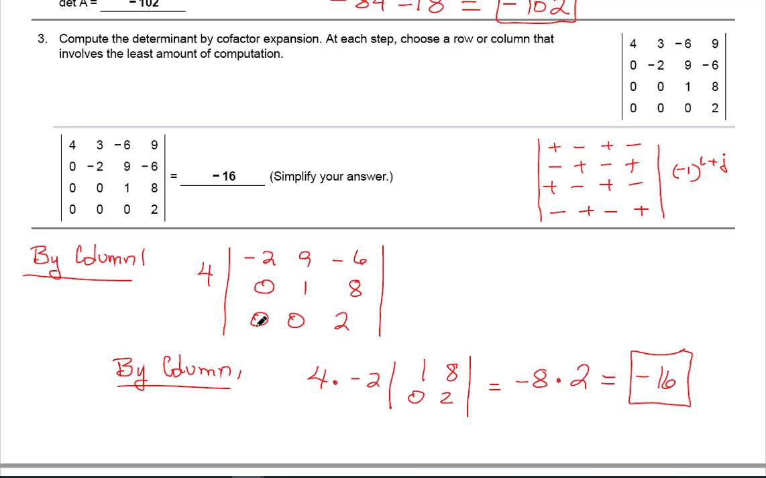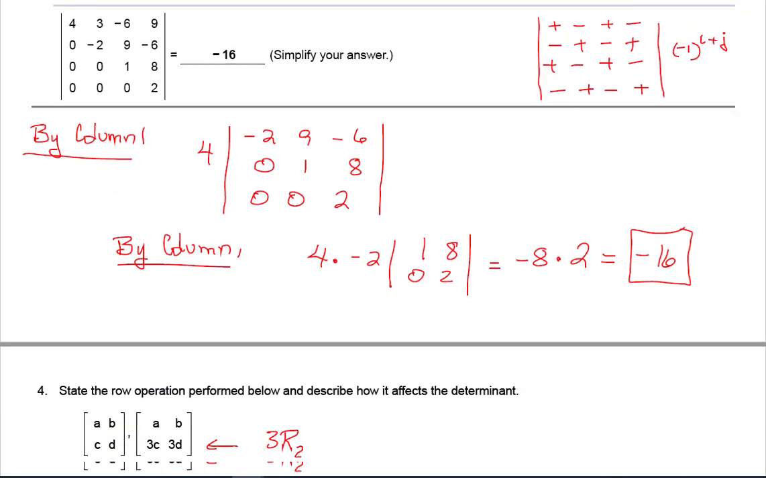All right, but looking at this 3 by 3, I'm again picking the column or row that has the most zeros. So I'm going to expand by this first column. So now I've got 4 times minus 2, and then I get this cofactor, which is 2 minus 0. And so I get minus 8 times 2, which is a minus 16. So you're using whatever row or column makes the calculation the easiest.